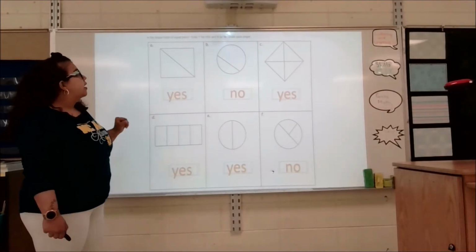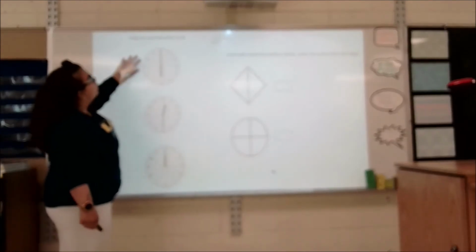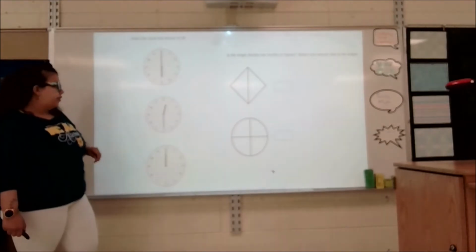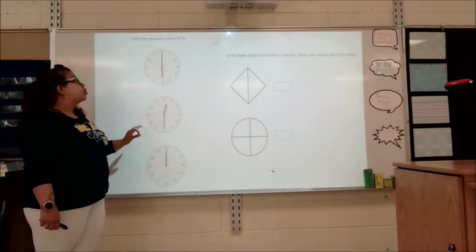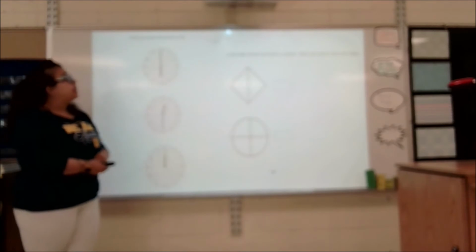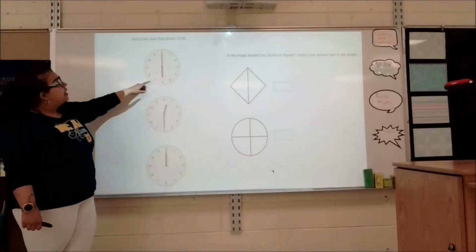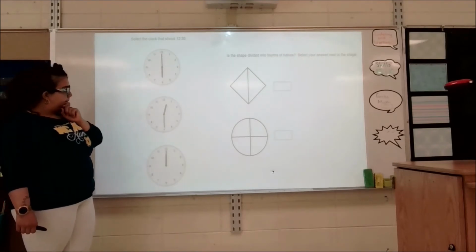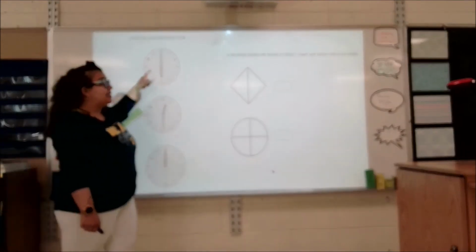Good job. All right. So the next thing we did was some time. Which of these clocks shows 12:30? 1, 2, or 3. Well, let's see. If it's 12:30, that means it is half past the hour, meaning the minute hand should be on the 6. So that rules this one out. This can't be 12:30. Is this 12:30 or is this 12:30? This is 12:30. That is 6 o'clock.